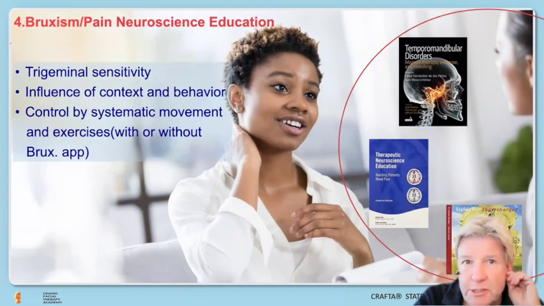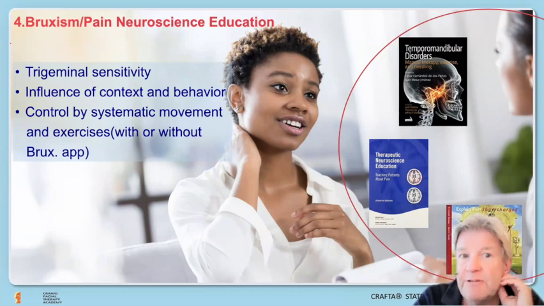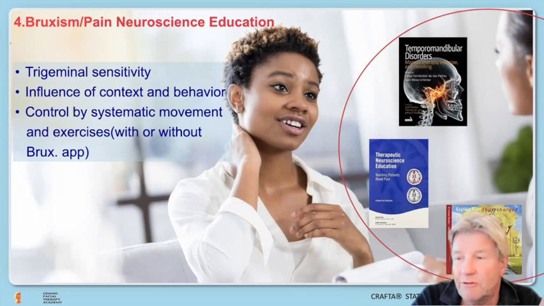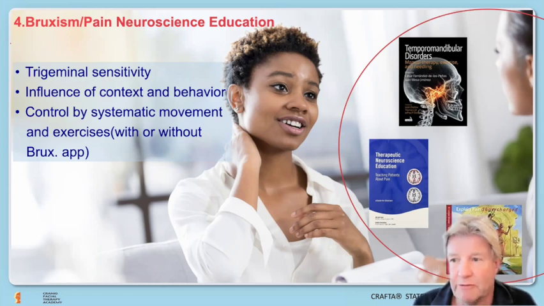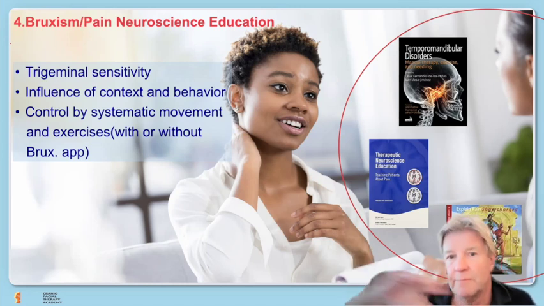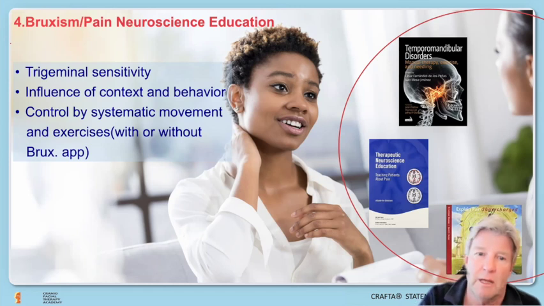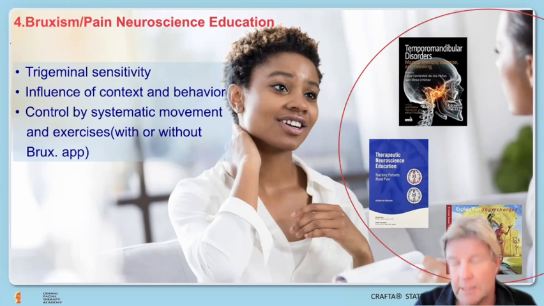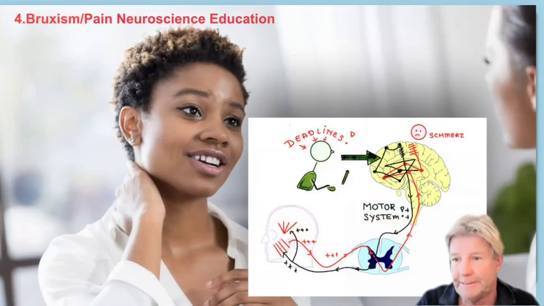Pain neuroscience education or bruxism neuroscience education. Trigeminal sensitivity, you have to explain. The influence of context factors, or the control of systematic movement and exercise. That is very important. Very important, in my opinion, is that we break down the daily rhythm, so that you also get this rhythm of when bruxism is coming up and when not. So that you have to break it down, and that you have to explain. And this is an example of how you explain it.